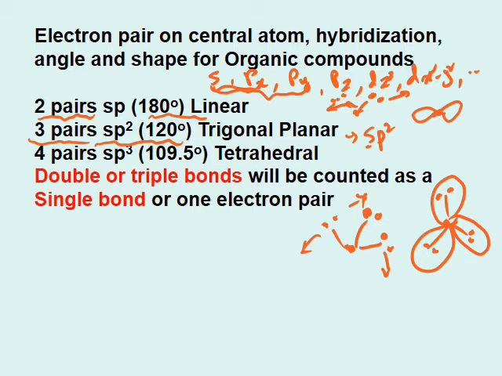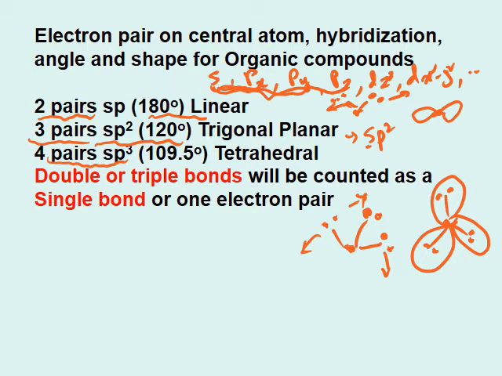For four pairs of electrons on the central atom, there are lots of examples in organic compounds of four pairs of electrons. With four pairs of electrons, hybridization would be sp3. Why? Because for each pair I need one hybrid orbital. So I need to combine four orbitals. So I'm going to combine s, px, py, and pz. And that makes it sp3.